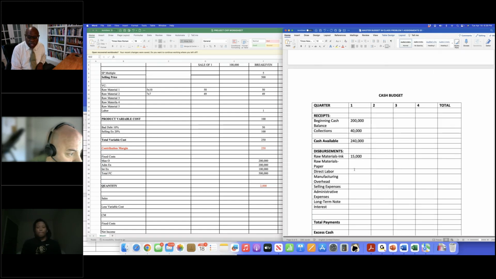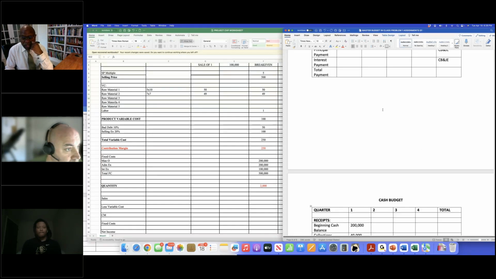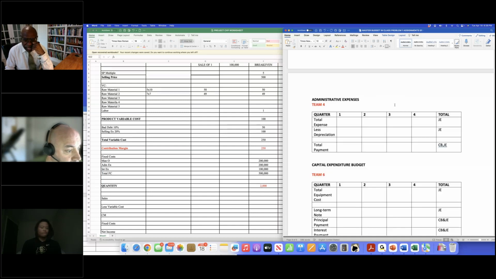So we're determining quarter by quarter. And this is what you've got to do if you're making something, as opposed to when you're buying something. Next, we have the labor.